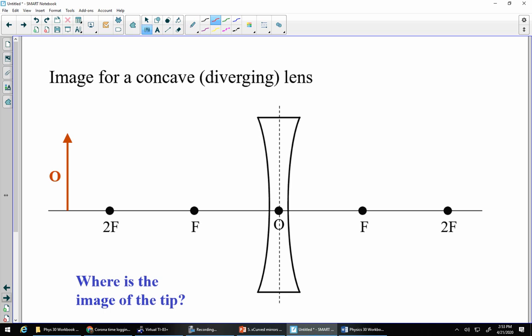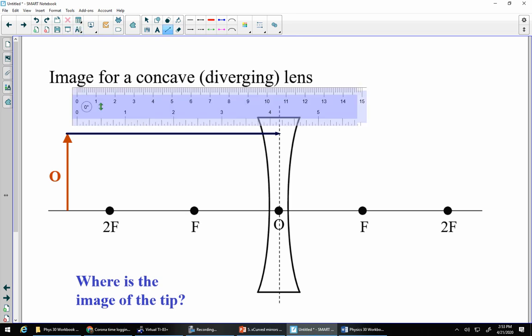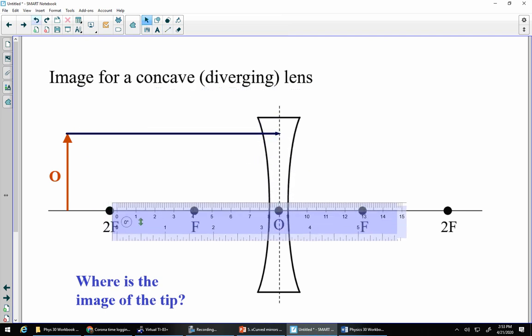Image for diverging or concave lenses. Same sort of thing, I always like to start with parallel to the principal axis. Now it's going to diverge away from the principal axis, so it's going to go up like this. Actually, where's my ruler? Let's get that ruler and struggle with that thing a little bit more. Not at all what I wanted. Two arrows at the same time. Not even close. Okay, so let's move this one down.